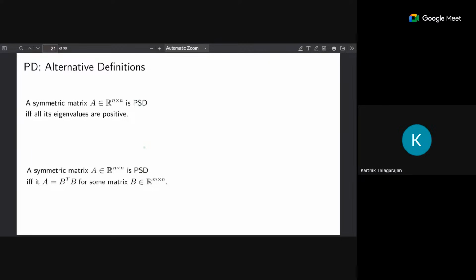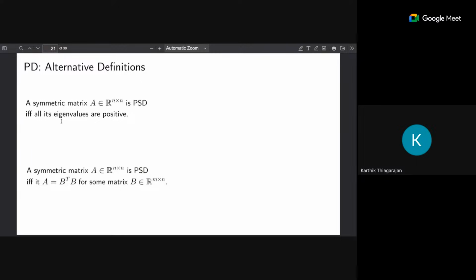So that is one way to find out. If you are given a symmetric matrix, and they ask you if it's positive definite or not, the first thing you do is find the eigenvalues. If they are positive, it is PD. So that's one test.